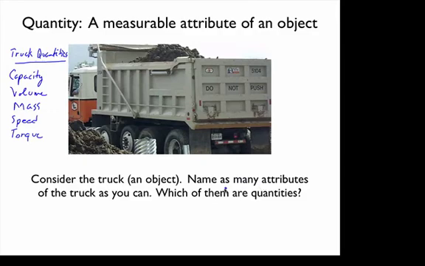Cost? The cost. Okay, sure. The number of bolts on all the different tires? Number of bolts. Excellent. Height. The height. Okay, age, sure. Yeah, these are all measurable. These are all something we can put a number on. So these are the quantities associated with the truck. And we could probably go on for like 30 more, right? There's just so many things we can measure about this truck.